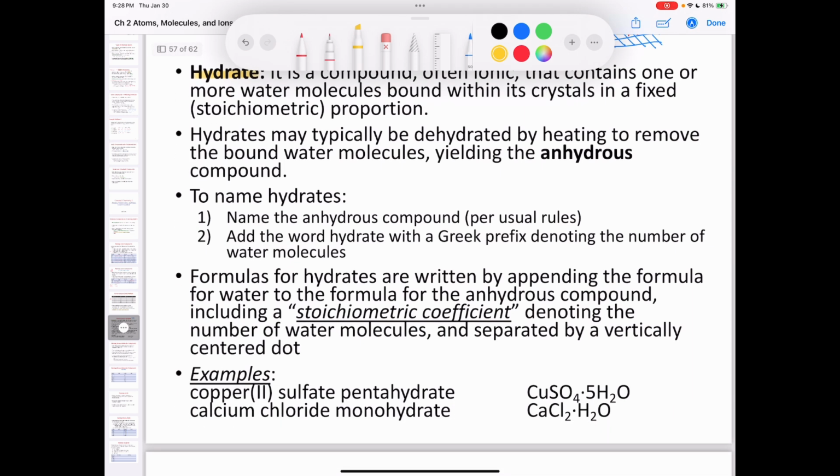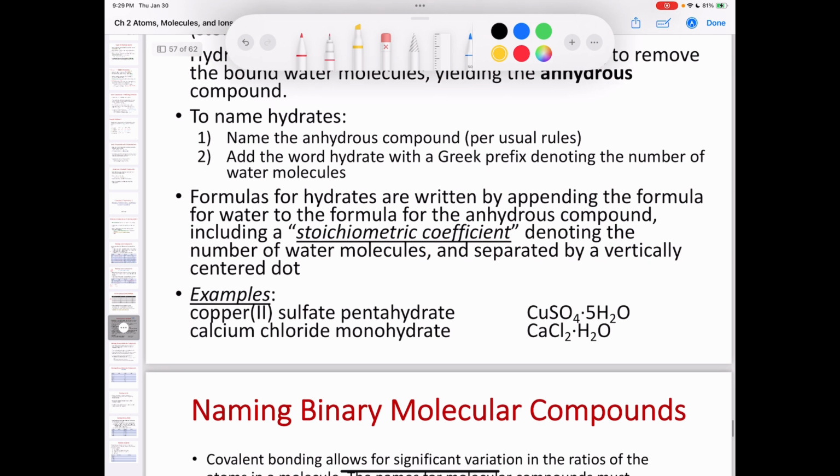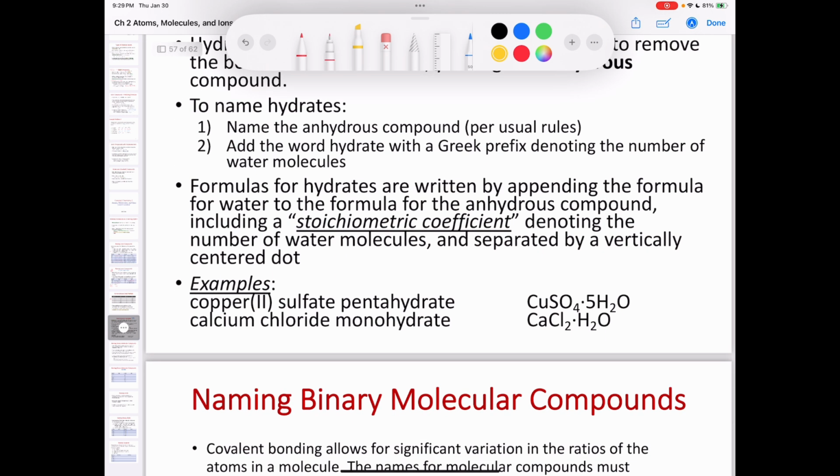So the way that we name a hydrate is, first we name the anhydrous compound, just like we always do. Then we add the word hydrate after the initial name. And then we use a Greek prefix, mono, di, tri, etc. to denote how many water molecules there are. And so this is maybe, for some of you, your introduction to a stoichiometric coefficient, like this 5 that you see here.